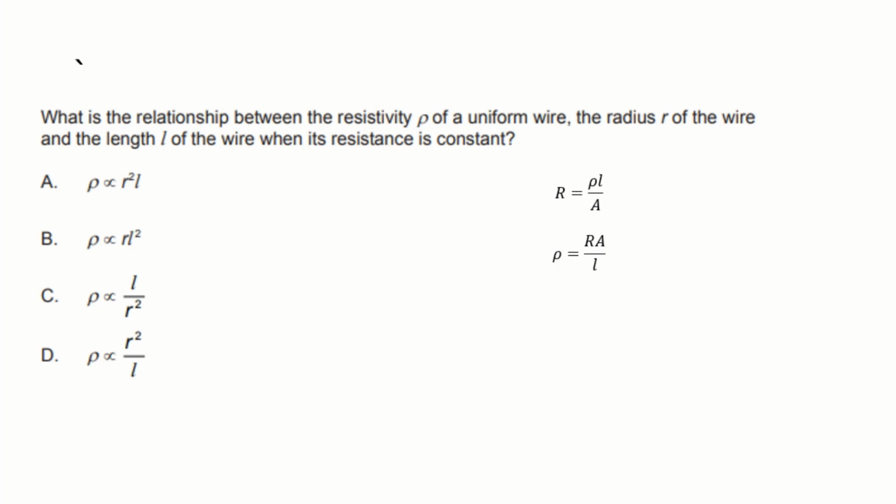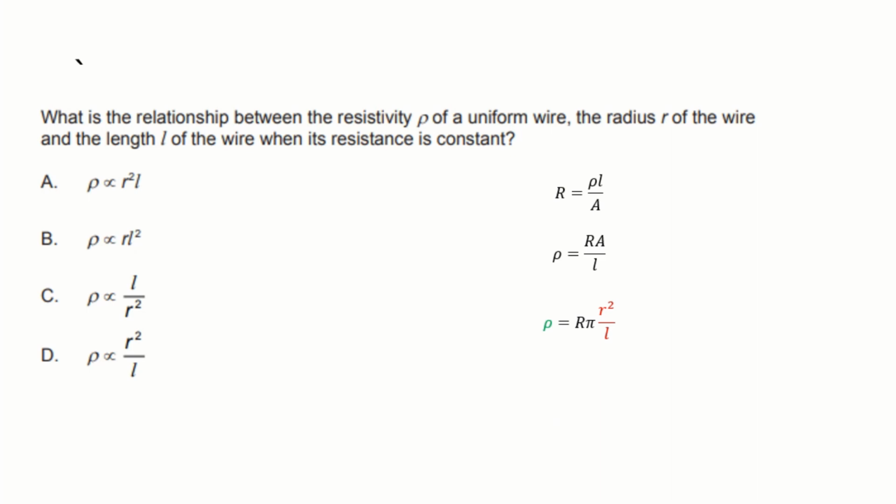What we're going to do is bring R up to the top and L down to the bottom. And we've got a nice relationship there, rho equal to R A over L. Now, actually, we're pretty much able to answer the question just looking at the options here, but we'll go through it. The area of a wire, we're going to assume it's got a circular cross-sectional area, and so therefore we're going to be looking at pi r squared.